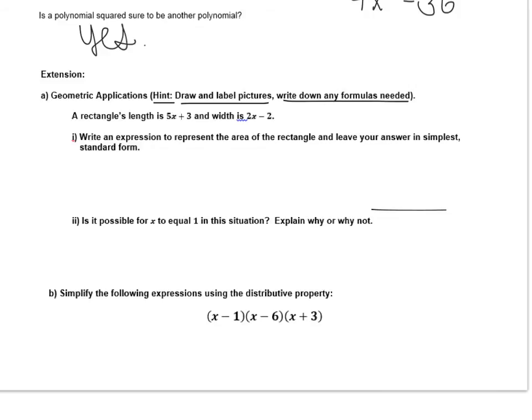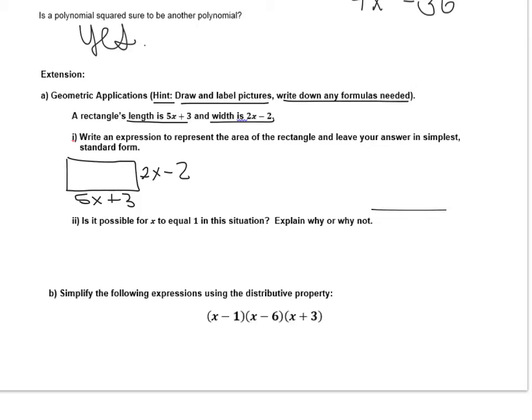So a rectangle's length is 5x plus 3. Its width is 2x minus 2. If you're going to draw a rectangle and label it, the length would be this piece here, 5x plus 3. The width would be 2x minus 2. The width is always the shorter side.